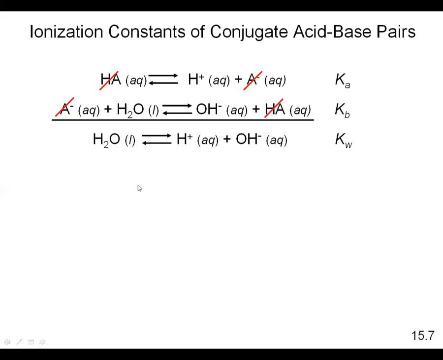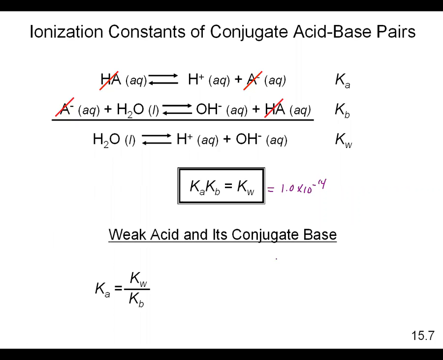So this brings up a really important relationship between Ka, Kb, and Kw. Kw, again, is our 1 times 10 to the minus 14, like we saw earlier. This will allow you to solve for a Ka value if all you're given is a Kb value, and vice versa. If you have the Kb value, it will allow you to solve for the Ka value.